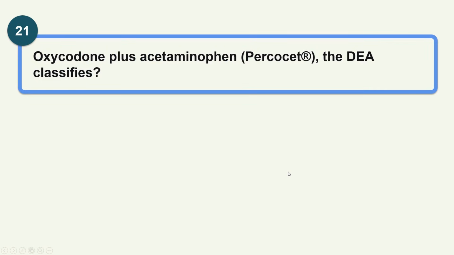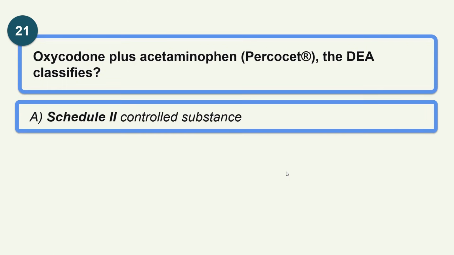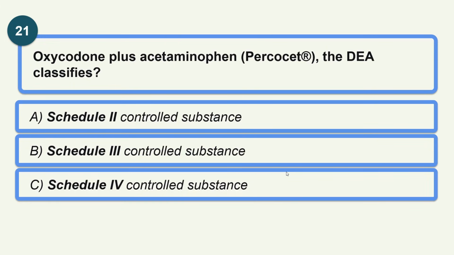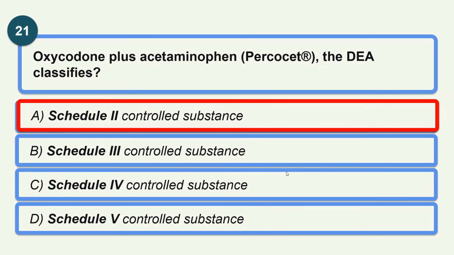Oxycodone plus acetaminophen, brand Percocet, the DEA classifies as Schedule 2 controlled substance, Schedule 3, Schedule 4, or Schedule 5. The correct answer is Percocet belongs to the Schedule 2 controlled substances.